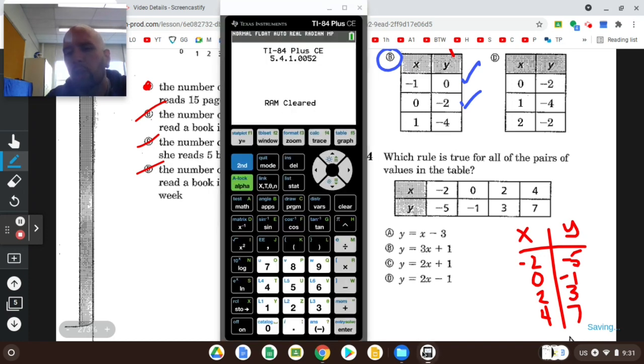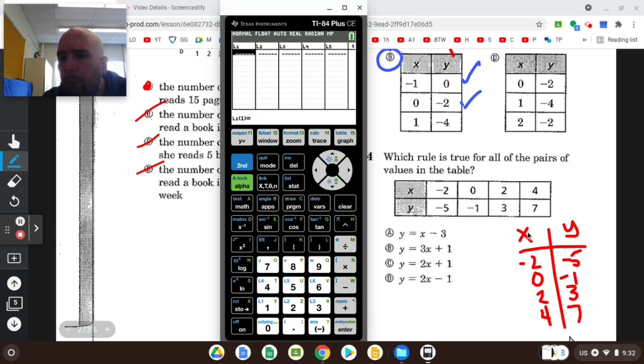This is how you use Linreg. Start out by hitting Stat. Go to Edit. I'm going to type out all my X values in L1. So -2, enter. 0, enter. 2, enter. 4, enter. I'm going to go to the right. I'm going to type out all my Y values in L2. So my Y values are -5, enter. -1, enter. 3, enter. 7, enter.